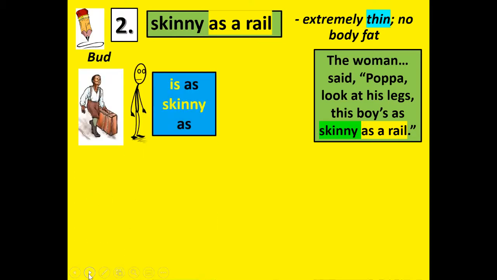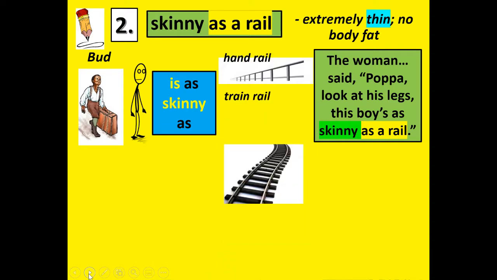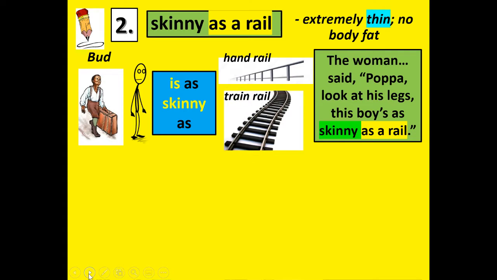Bud is as skinny as a handrail or a train rail. Look how skinny they are. So make sure that you write skinny as a rail. The synonym could be thin, and I would write Bud's name next to it.